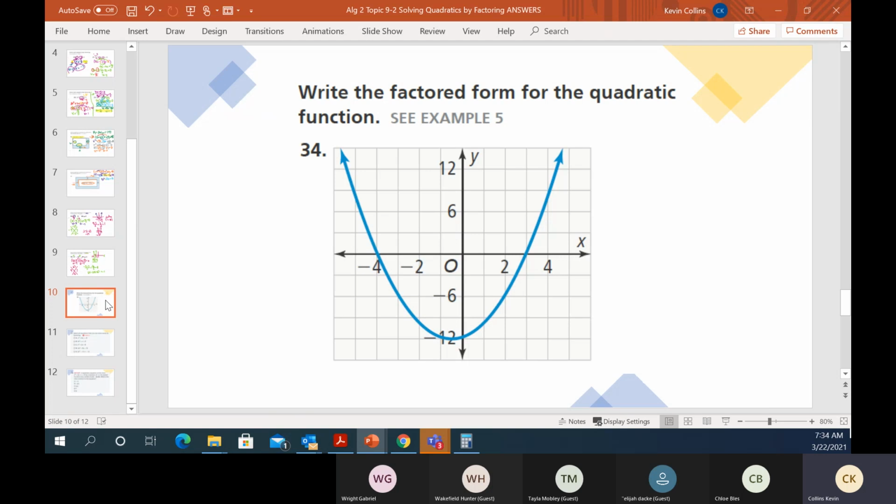All right, so it says, write the factored form for the quadratic function. This is wicked easy, by the way. So first thing you ask yourself is, self, where does this thing cross the x-axis? What two points for x is where this thing crosses? So it looks like we cross here, we cross here. So what are those two x values?